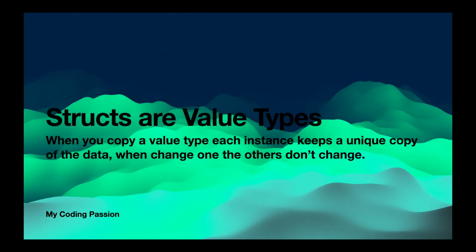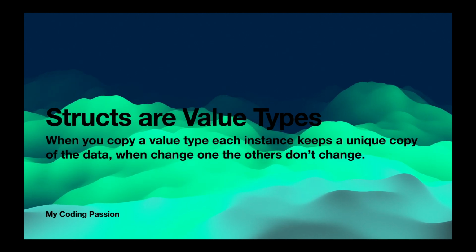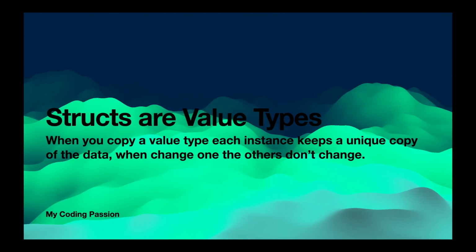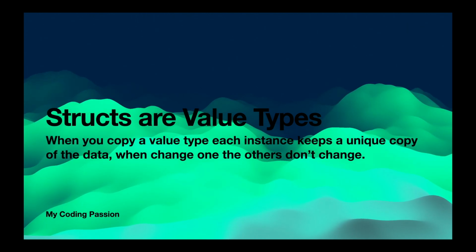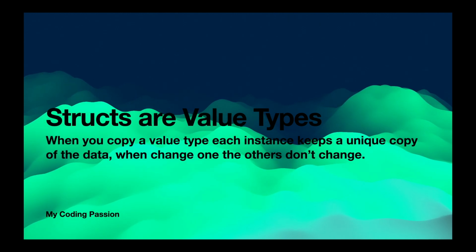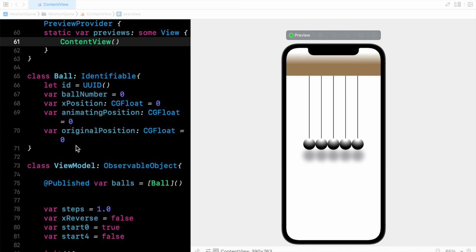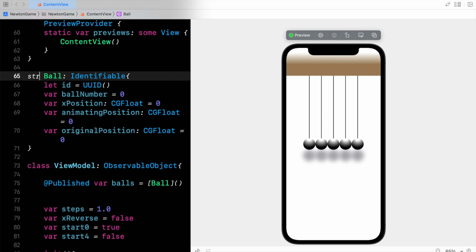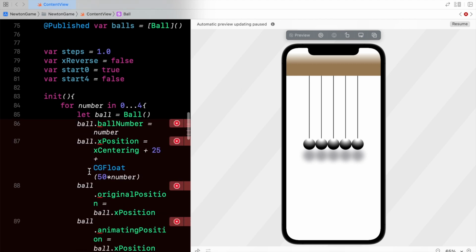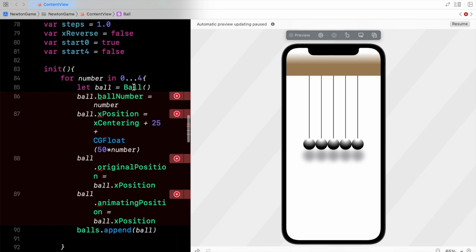In our situation, we have to use a struct for the balls, because when we change one of the balls' position, it will notify the view to recompute and reflect the changes. So let's do that. We will change this to struct. And when we do this, we will get errors here because we have to set values to all these properties inside the Ball initializer.